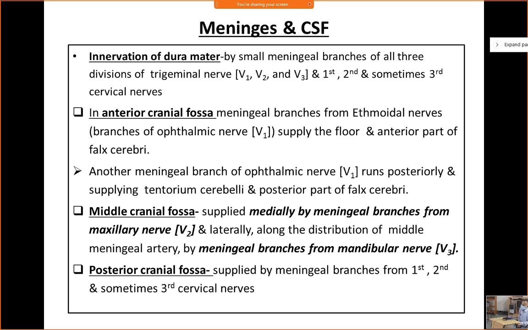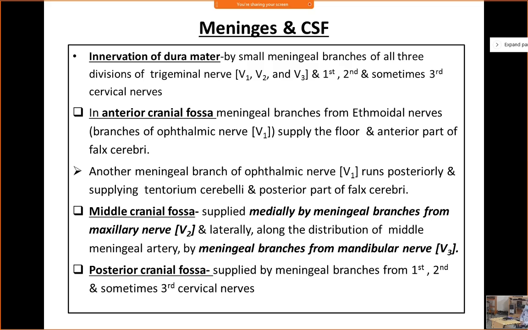Come to the nerve supply of the meninges. Nerve supply means innervation, that is sensory, mainly sensory. Sensory supply is by small meningeal branches of all three divisions of the trigeminal nerve. There are three divisions: maxillary, mandibular and ophthalmic. So the dura of the anterior cranial fossa is supplied by meningeal branches, that means it supplies the meninges also, that is why they are called meningeal branches, which arise from the ethmoidal nerve.